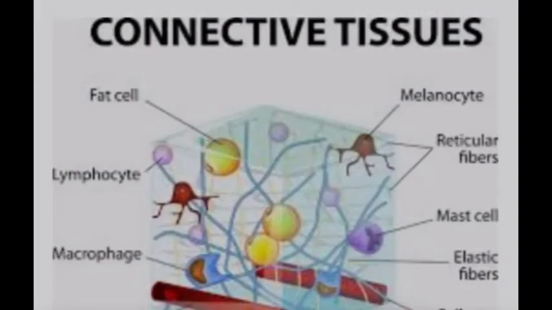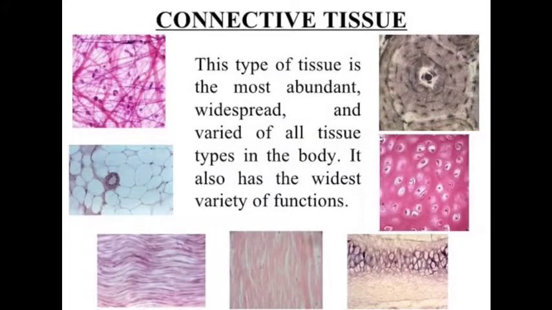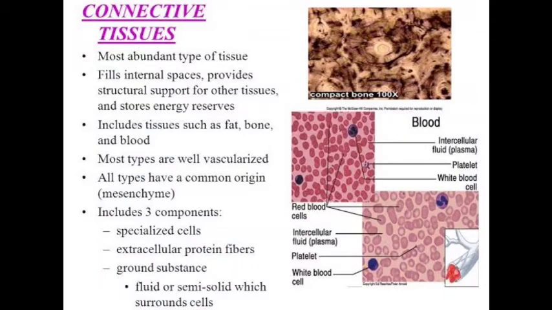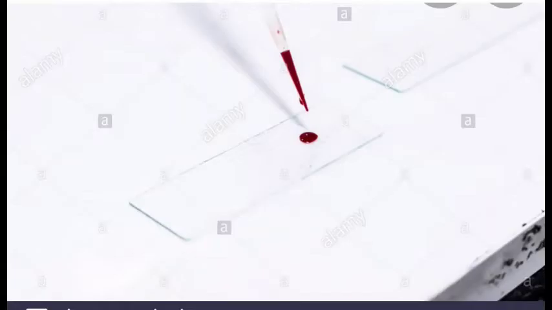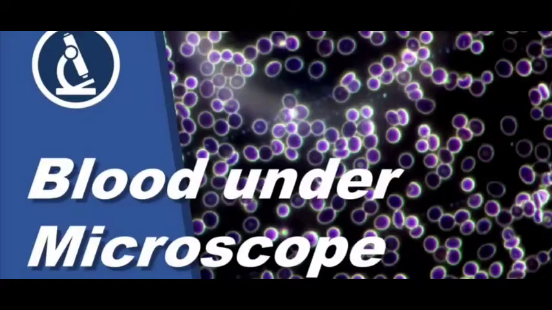The cells of the connective tissue are loosely spaced and embedded in an intercellular matrix. The matrix may be jelly-like, fluid, dense or rigid. Let's talk about fluid tissue. Take a drop of blood on a slide and observe different cells present in it under a microscope.